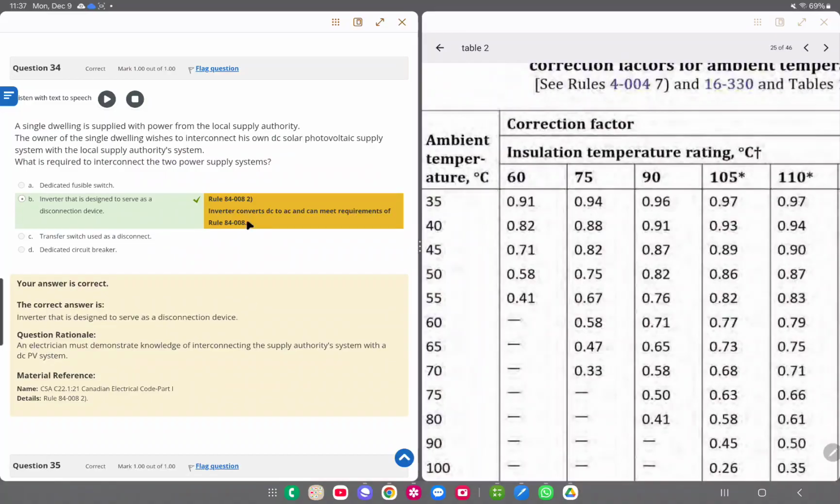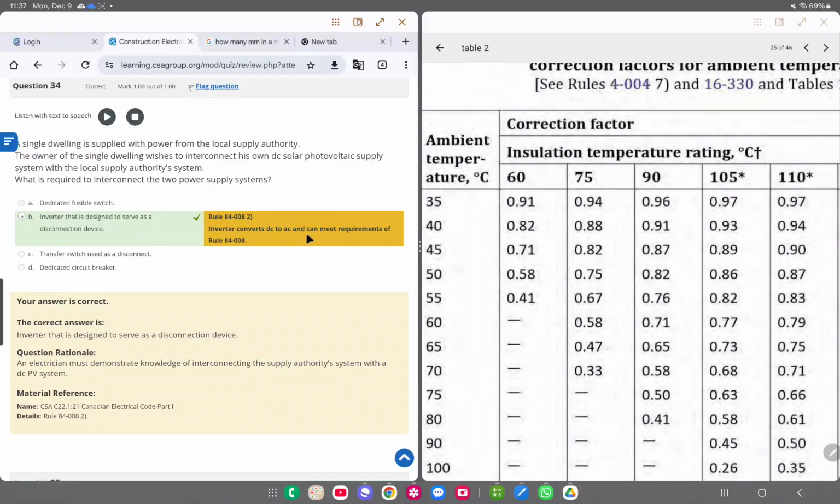A single dwelling is supplied with power from the local supply authority. The owner of the single dwelling wishes to interconnect his own DC solar photovoltaic supply system with the local supply authority system. What is required to interconnect the two power supply systems? It would have to be an inverter that is designed to serve as a disconnect. This is in Rule 84-008. Inverter converts DC to AC and can meet requirements of Rule 84-008.